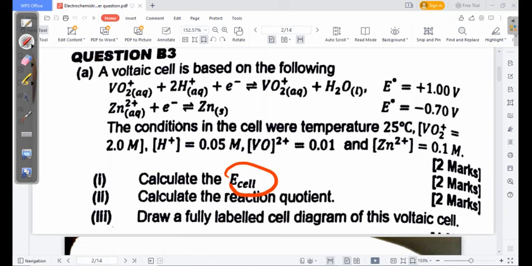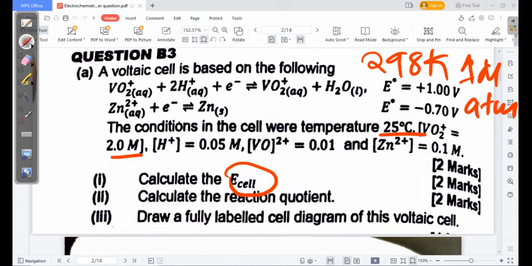Looking at it, the other way we can reason is by looking at the concentrations. The standard conditions are that we need to have 25 degrees Celsius as we're given, or it can be given in kelvins, 298, which is the same if you add 273 to the 25. And then the concentration is supposed to be 1 molar, the pressure is supposed to be 1 atm. Those are the standard conditions.